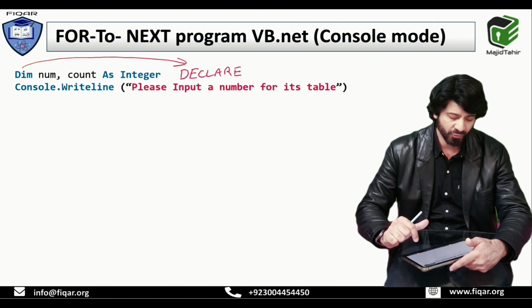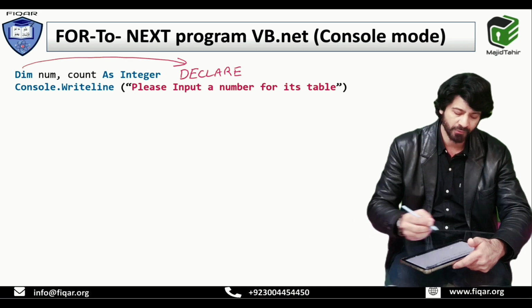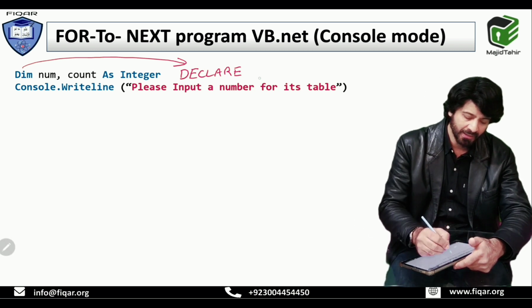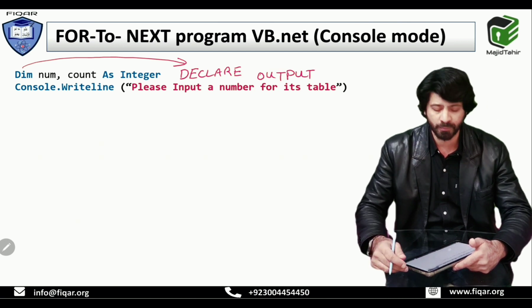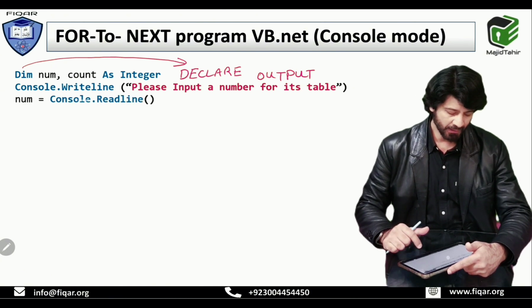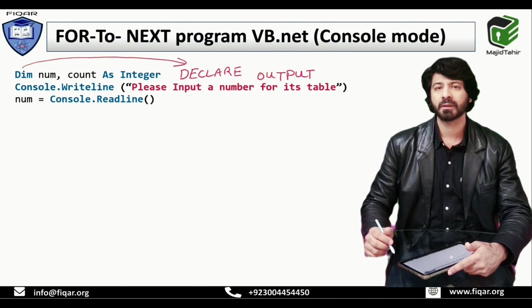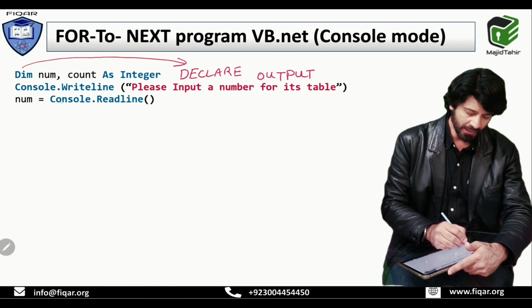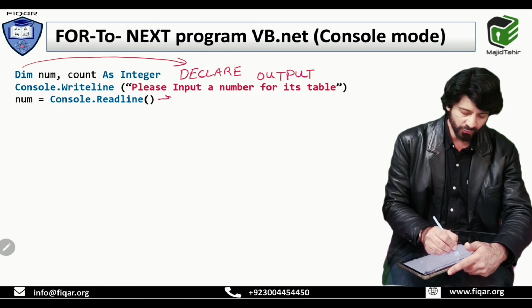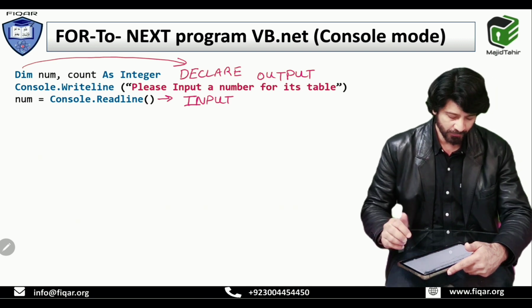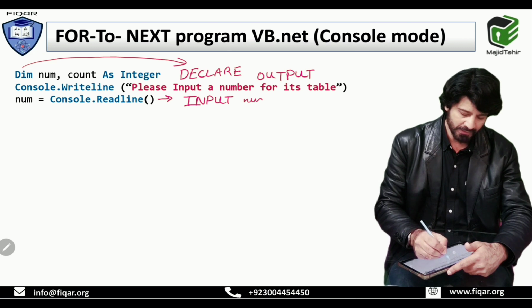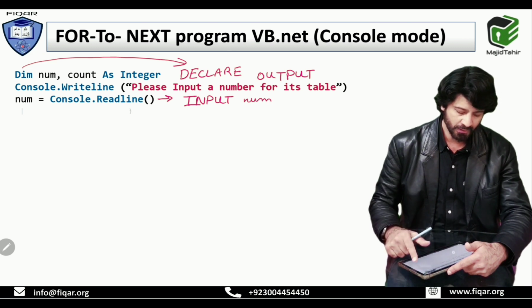It says Console.WriteLine, please input a number for its timetable. Now this is what Console.WriteLine is, basically an output statement. So Console.WriteLine is a keyword for output in Visual Basic, and the user is going to input into the num variable. So num is equal to Console.ReadLine. Console.ReadLine is basically input, which was in the pseudocode. So input num is basically this line that we are looking at right now.